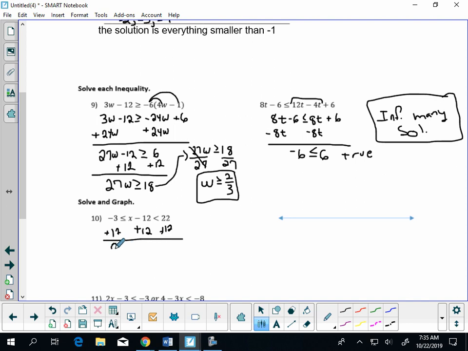And that would give me 9 is less than or equal to x is less than, not equal to, just less than 34. So then I would graph that. I don't think I'm going to count by ones because there would be a lot of spaces there. So let's count by 5s starting at 9.